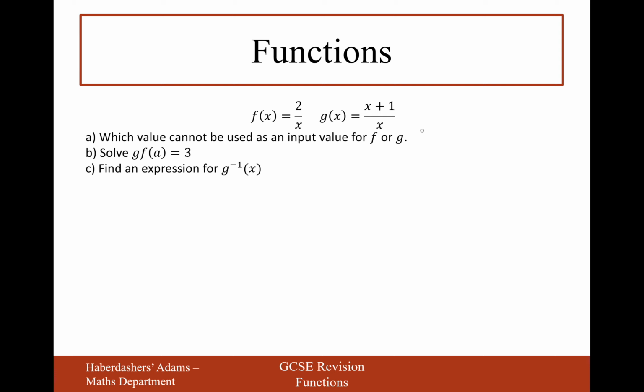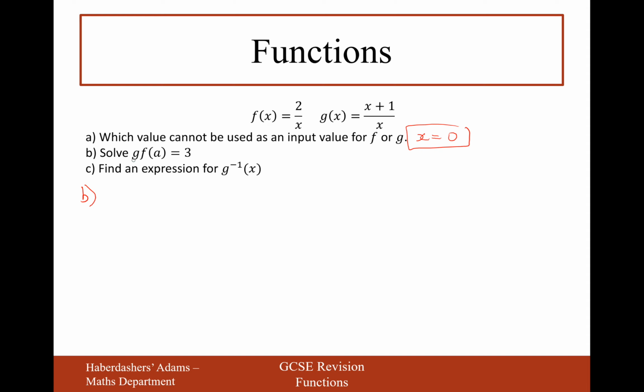Okay, so the answer to part A, we need to consider what x value would make the bottom of the fraction equal to 0, because you can't ever divide by 0. You can't ever have a fraction with 0 on the bottom. So that would mean that x could not equal 0, or x equals 0 is the value not allowed to use for the f or the g function.